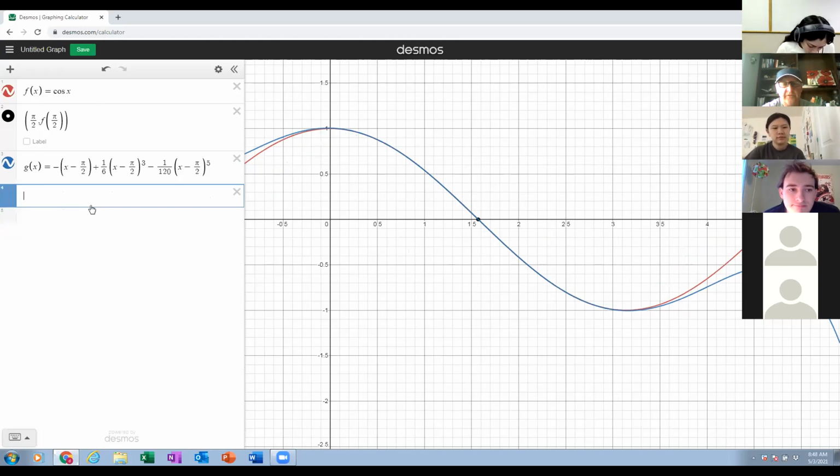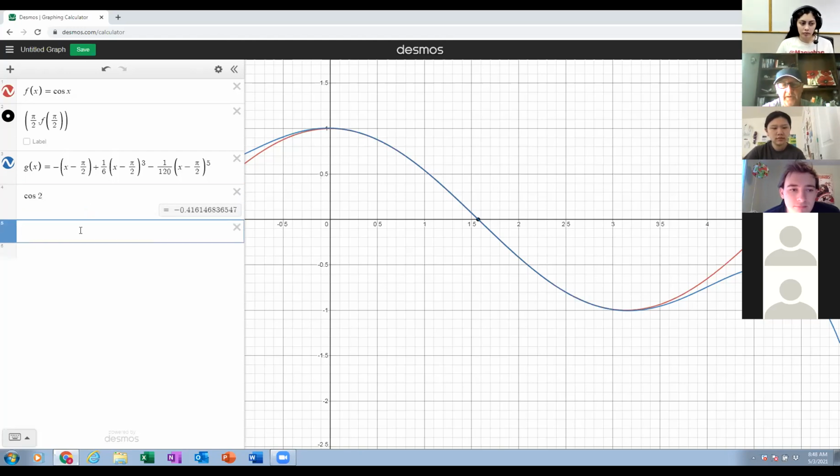So we can down here say, what's the cosine of 2? And it tells us negative 0.416. But up here, we can say, here's my estimate for g of 2. Notice how darn good that is. And again, we're cheating because we live in the modern age, but what math is an ancient person doing to get negative 0.416?